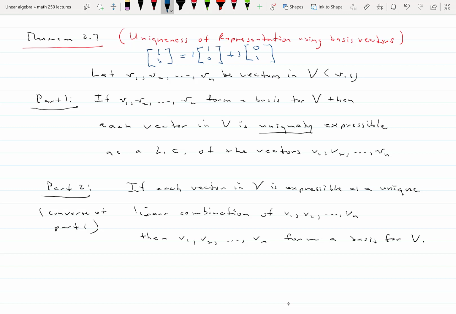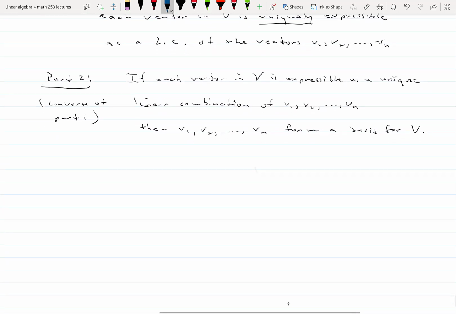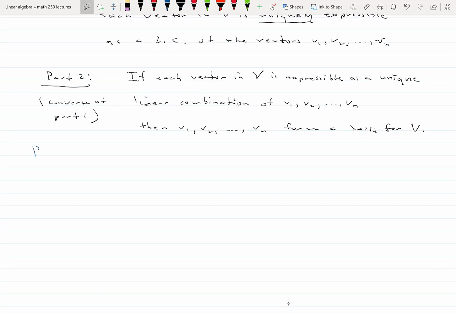It's uniquely expressible as a linear combination of the vectors v1 to vn. Part 2 is the converse, or the reverse, however you want to think about that. Part 2 says, if each vector in a vector space is uniquely expressible as a linear combination of those n vectors, then those n vectors form a basis. I'm going to prove part 1. Your author proves part 1 and 2 and does a decent job at it. You should read through and understand part 2.